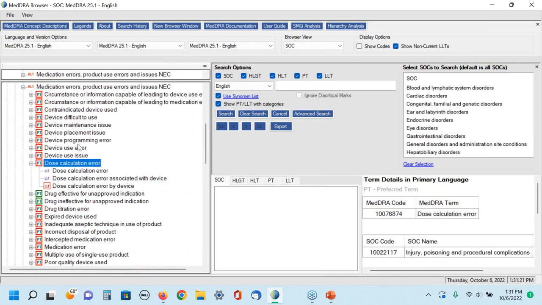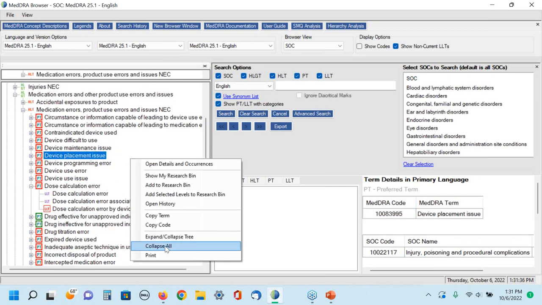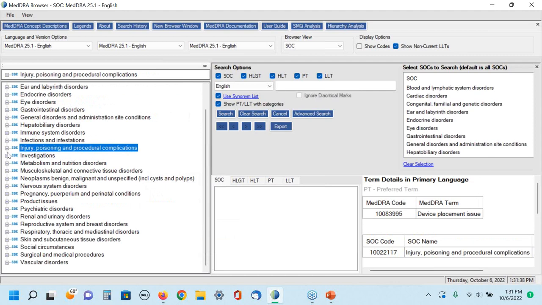Now, the second part of this narrative, as you recall, was the child was given 10 times the maximum recommended dose. So by definition, that was an overdose, and that was an accidental overdose. But I'll close this all up, and let's again go at this assuming that we didn't have that intuitive sense of what we were supposed to be doing.